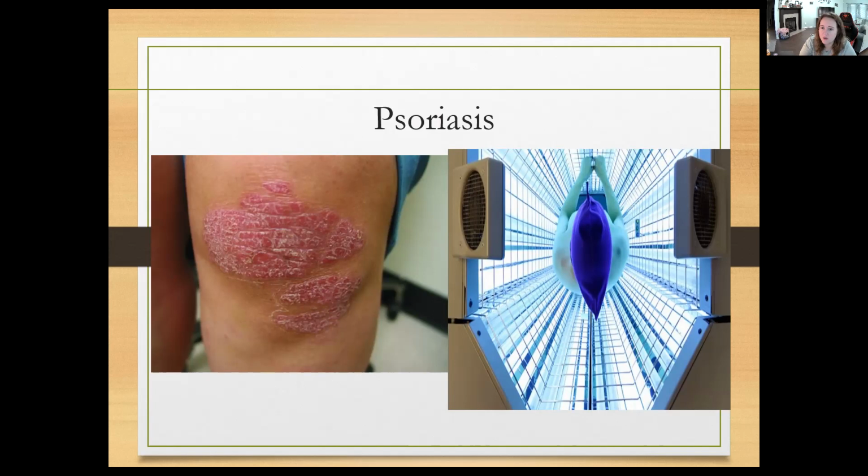So stress, trauma, seasonal. This is going to be worse in the winter because the air is dry, we lack that moisture, and we also have lack of exposure to the sun. And so actually phototherapy is a treatment for this, which we'll talk about in just a second. And hormonal changes can affect this as well.